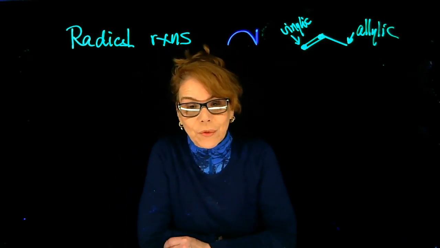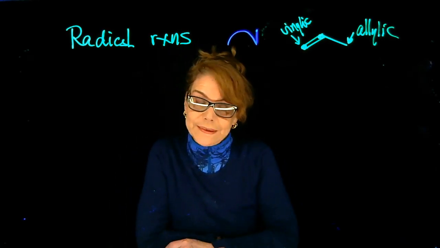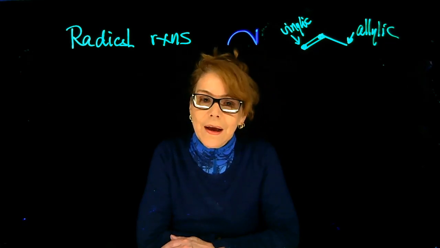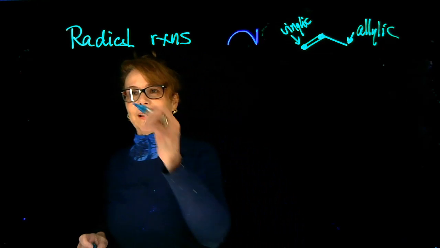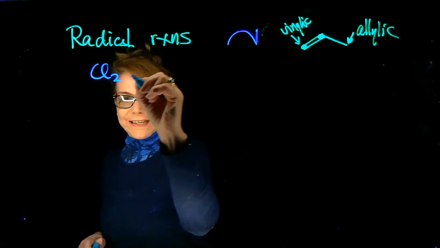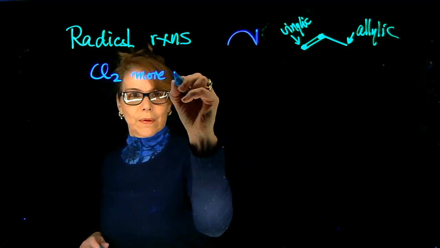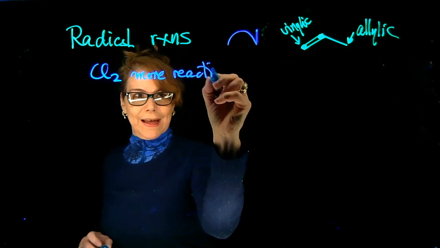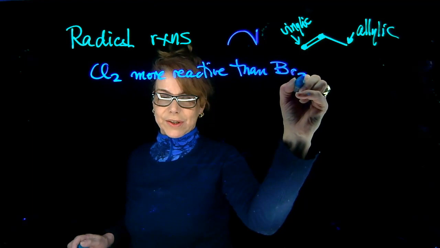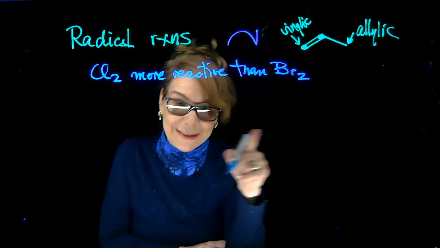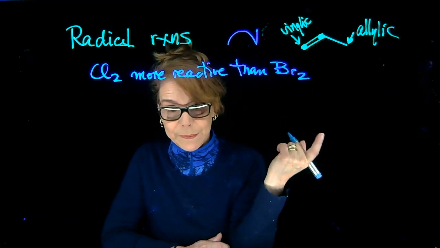We're going now to predict the number of products, say, monochlorination products, of different structures. Remember that we said that chlorine is more reactive than bromine in radical reactions, and thus it will be less selective. So you will typically have a mix of products.